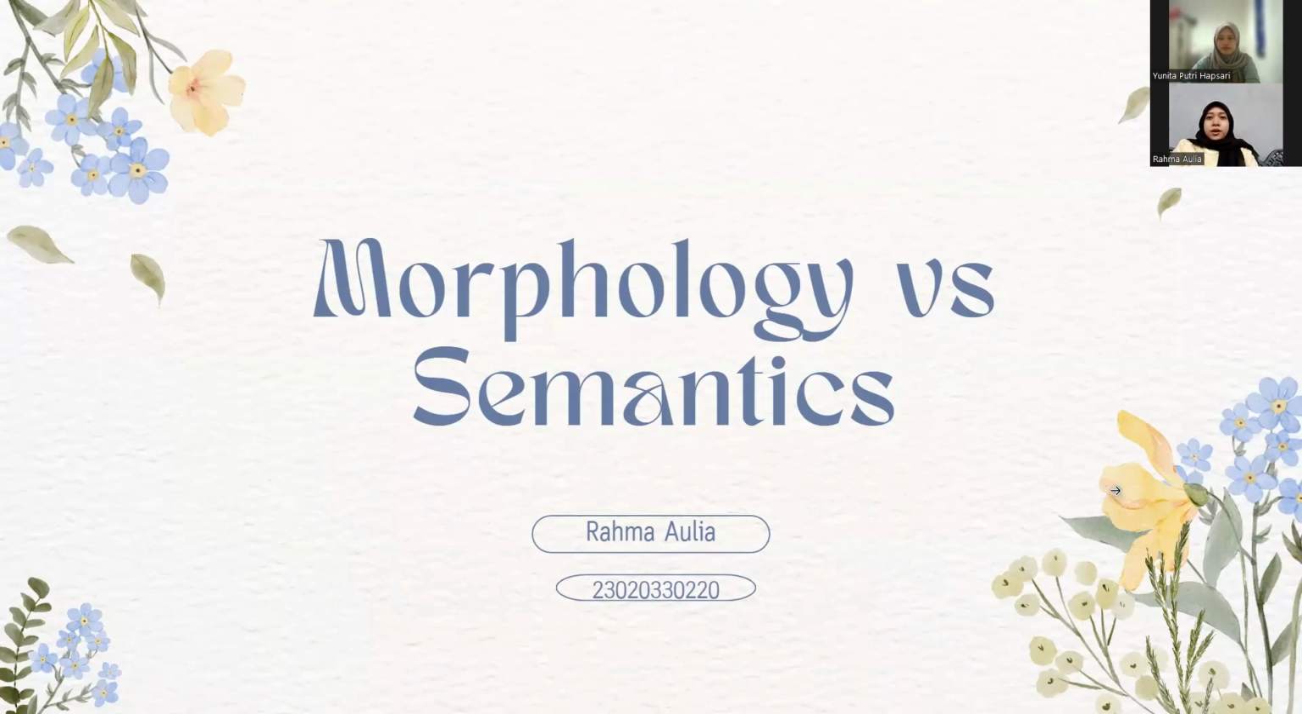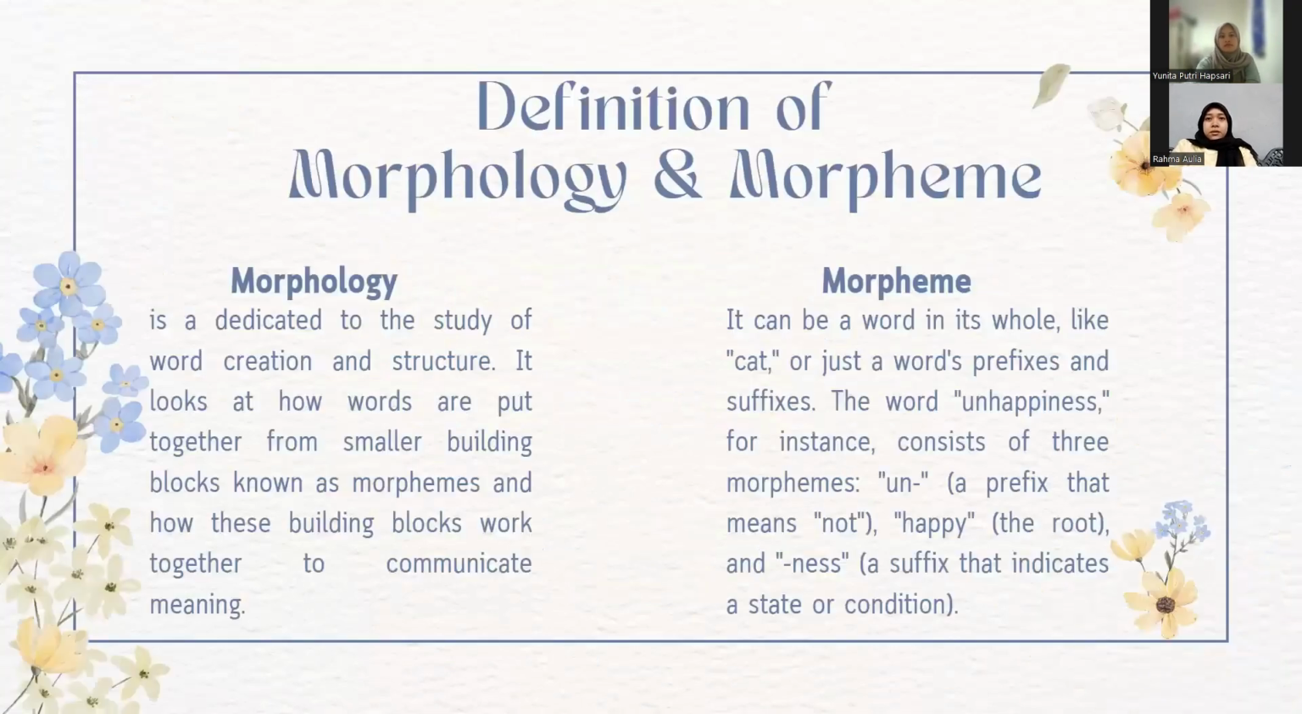I will explain about morphology and semantics. Definition of morphology and morpheme. First one, what is morphology?